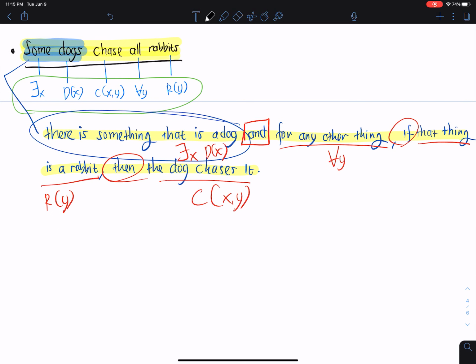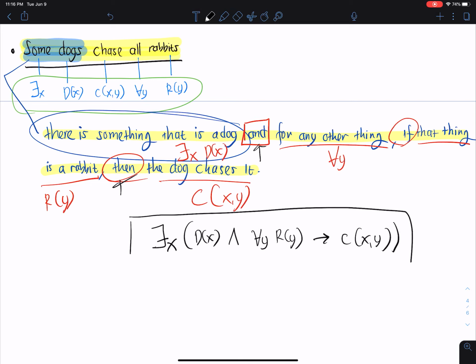So for this one, if we put everything together in one predicate logic expression, this is what we are going to have. We have there exists x, dx, here we have the connective and, for all y, ry, okay, then implies cxy. Okay, so this is the way we put it into a predicate logic expression. We just use different colors to differentiate.